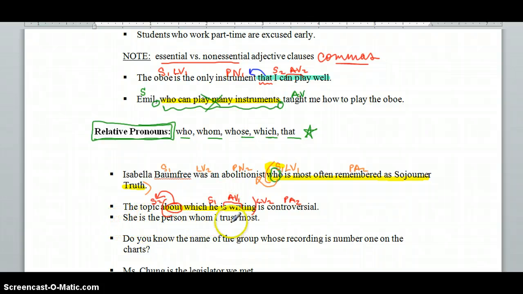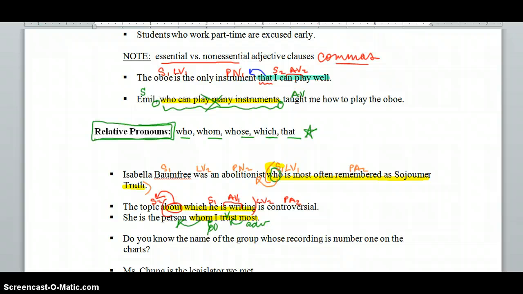She is the person whom I trust most. There is that word whom, which is one of our relative pronoun clause introductory words, and it tells us more about which person. This word whom, I trust, whom is the object. It's the direct object of the verb trust. I trust whom. That's also why it's whom, because it's the objective case. Most is an adverb telling me to what degree I trust.